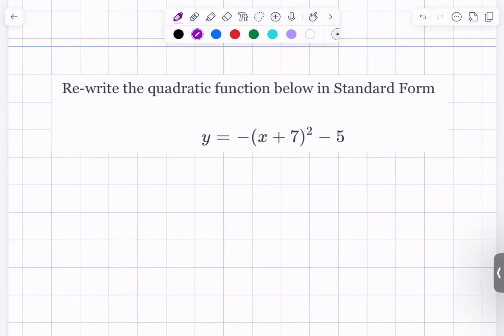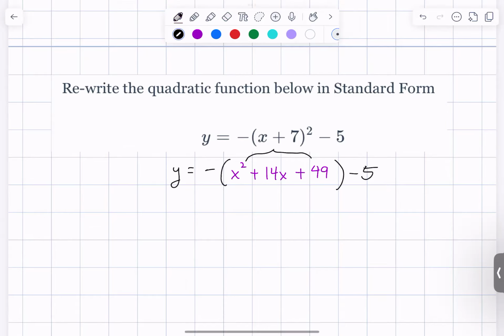So this one says to rewrite the quadratic function below in standard form. Remember, in standard form, we have to split this up. The x plus 7 quantity squared, how do we expand it? You guys remember? It's going to be x squared plus 2 times 7 is 14 times x, which is 14x, plus the last term squared. So 7 squared is 49, and then dropping down the rest, minus 5.